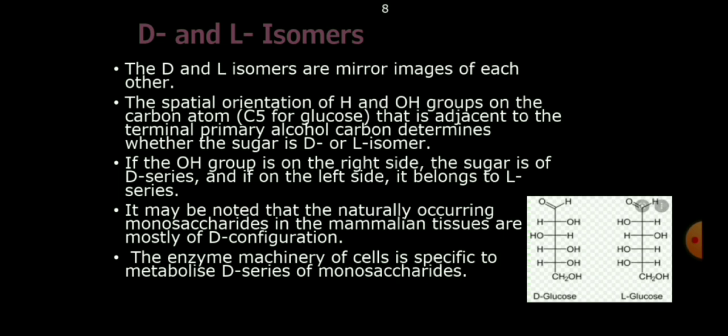D and L isomers are the mirror image of each other. The spatial orientation of the H and OH groups on the carbon atom that is adjacent to the terminal primary alcohol carbon determines whether the sugar is a D or L isomer. If the OH is on the right side, the sugar is of the D series, and if it is on the left side, it belongs to the L series. It may be noted that the naturally occurring monosaccharides in mammalian tissues are mostly of D configuration. The enzyme machinery of cells is specific to metabolize the D series of monosaccharides.